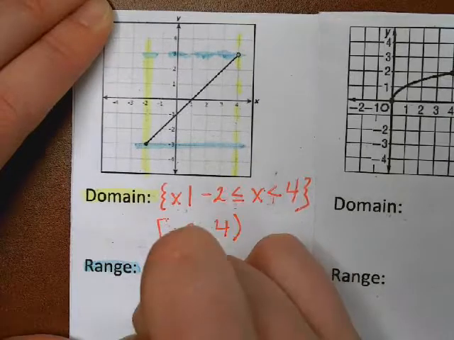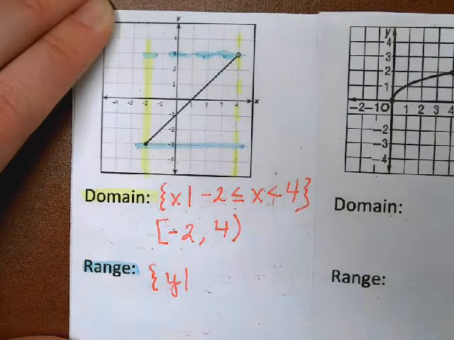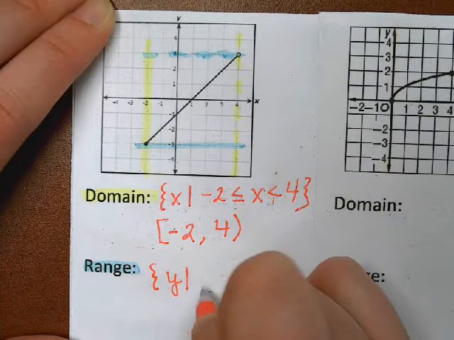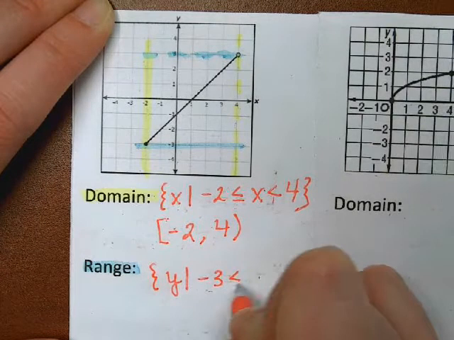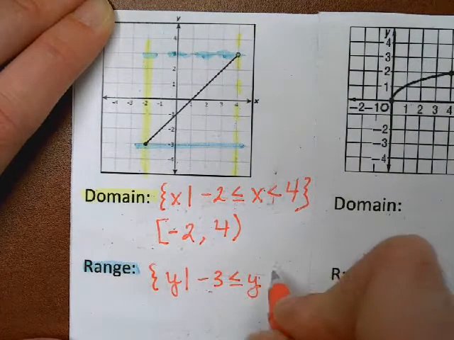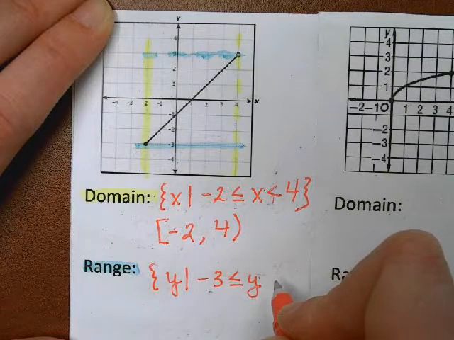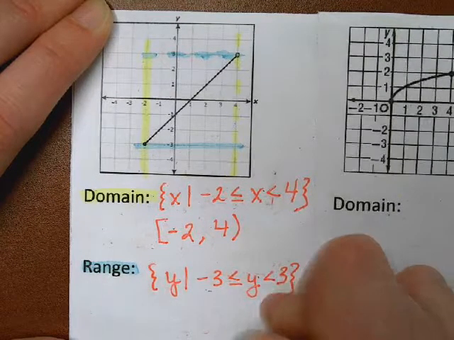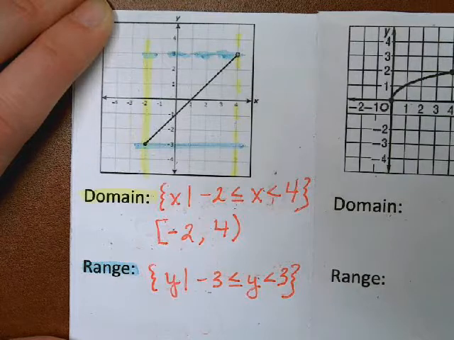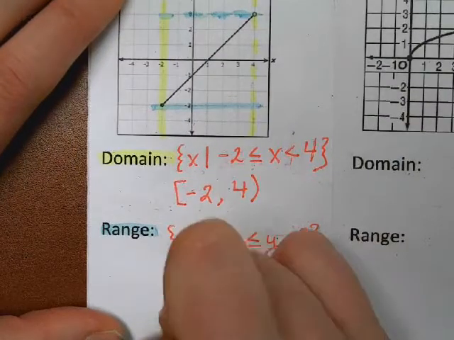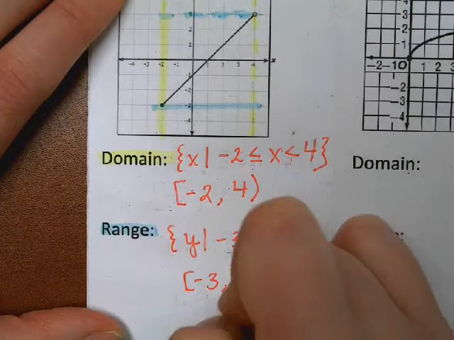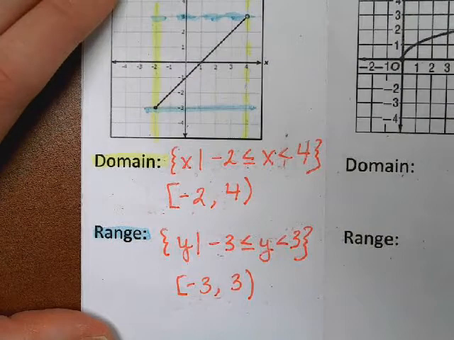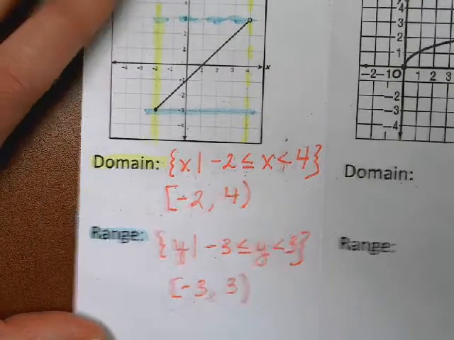Right, the rounded one. Excellent. All right, range: y such that, okay, -3 is less than or equal to y, which is less than 3. Okay, so in interval notation, [-3, 3). Makes sense to everyone so far?